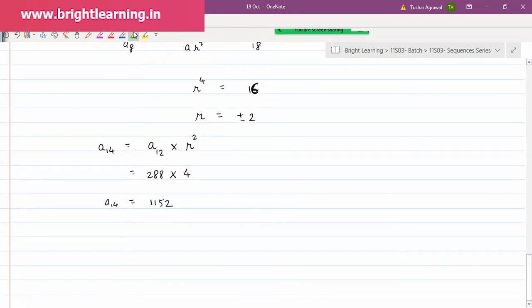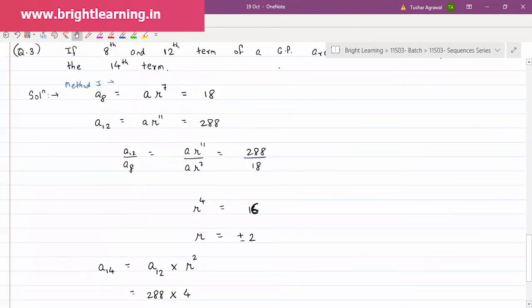1152. Got it, Pujita? Yes, sir. And here then method 2. Actually, the highlight of method 2 is you should just be able to directly write this step, A12 upon A8. This you should directly be able to write as r to the power 4.